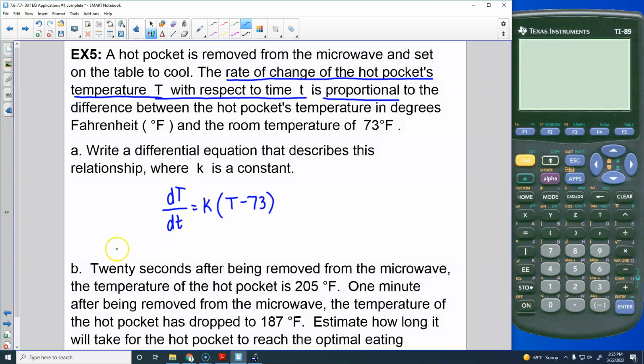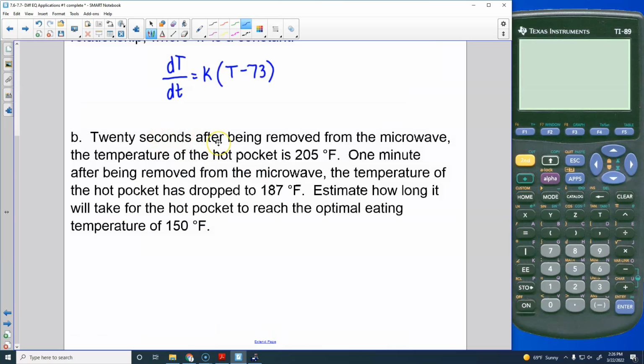Okay. So, this is Newton's law of cooling. But it didn't tell you it was Newton's law of cooling, right? So, you may see a problem that is given like this where it doesn't mention Newton's law of cooling at all. But it is Newton's law of cooling. That is your ambient temperature, which in this case is 73. That's your room temperature. Okay?